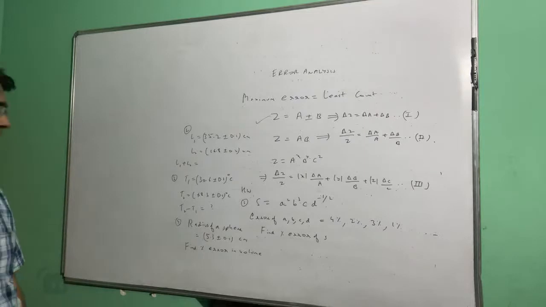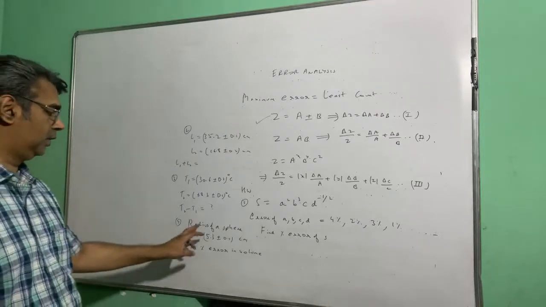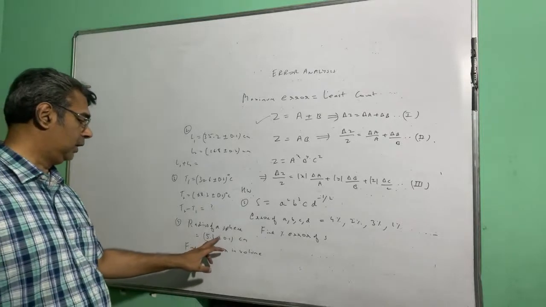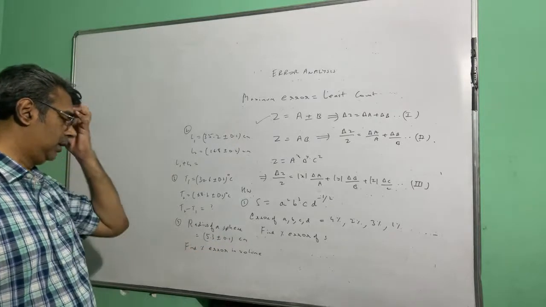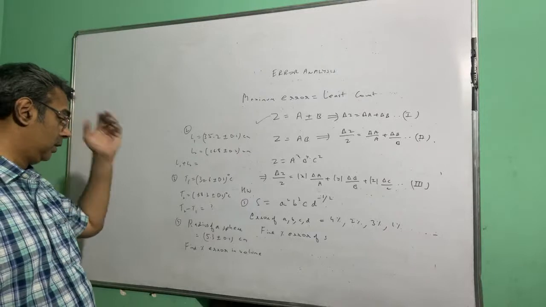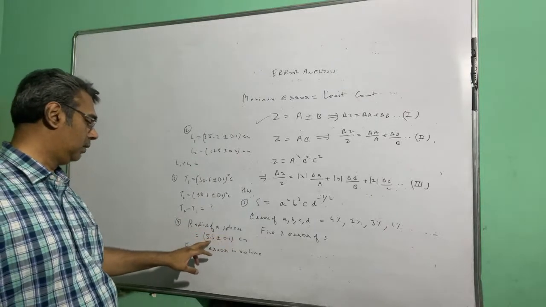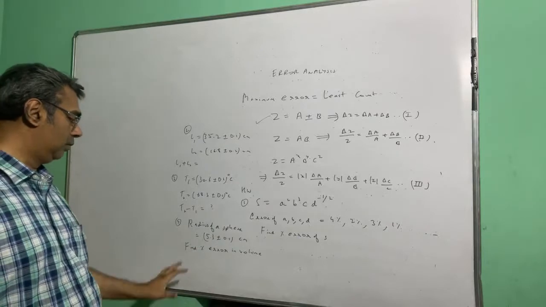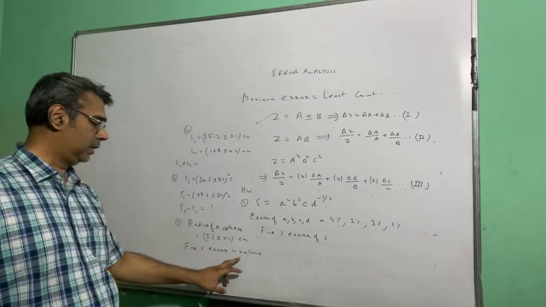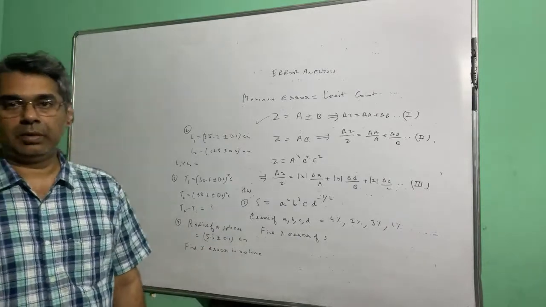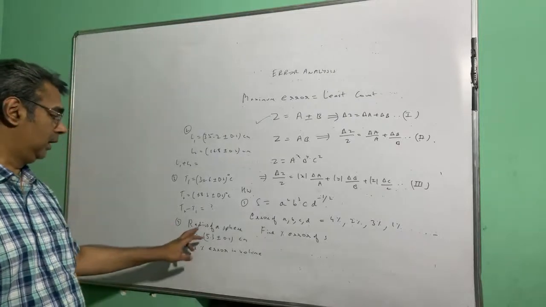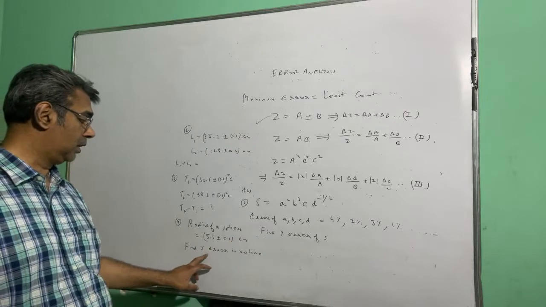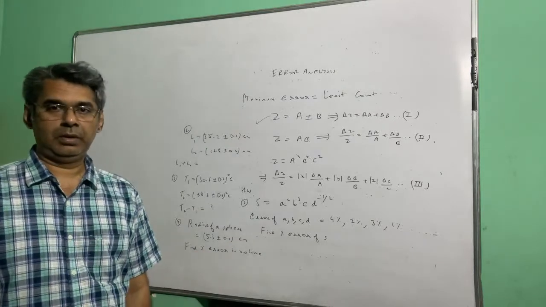Okay, question number 4. The radius of a sphere was measured and it was found to be 5.3 plus minus 0.1 centimeter. So with this knowledge, the question is, what is the percentage error in the measurement of the volume?